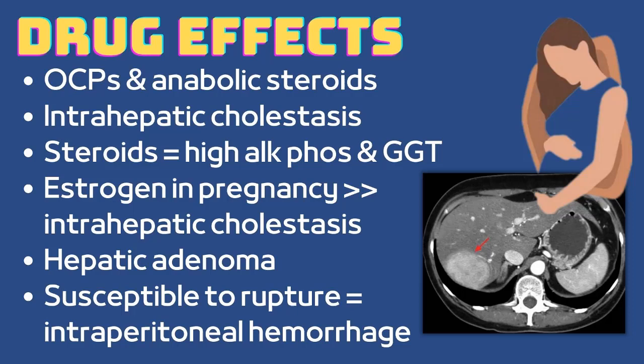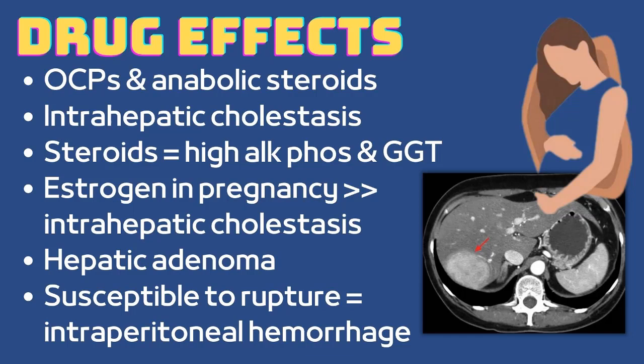Matter of fact, I'll tell you this. If you develop jaundice while you're on a birth control pill, and then it went away when you went off the birth control pill, you're guaranteed that when you're pregnant you will develop jaundice because of the estrogen effect. Guaranteed. So that's a normal complication of anabolic steroids and birth control pills. Intrahepatic cholestasis.